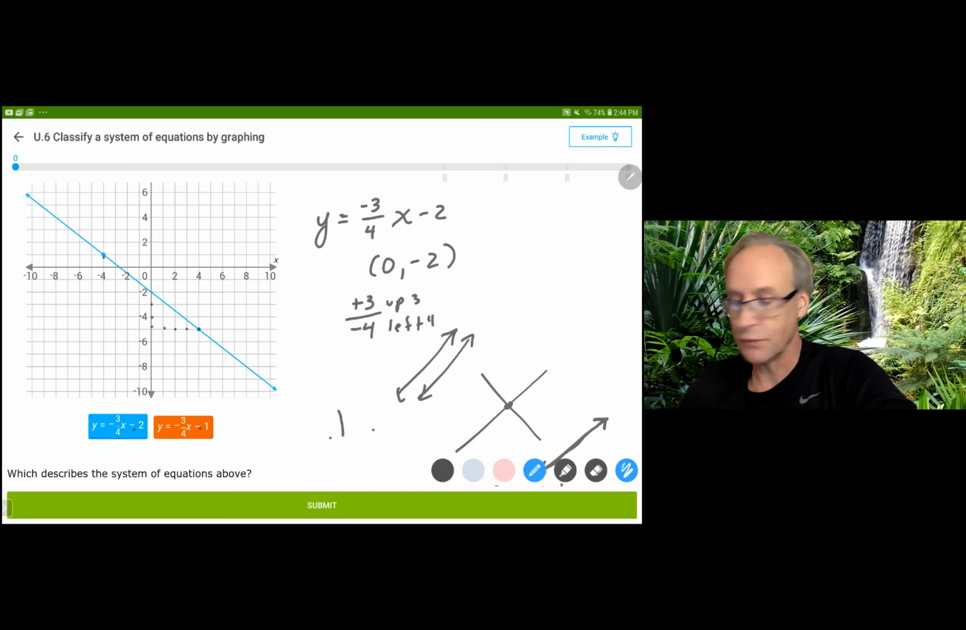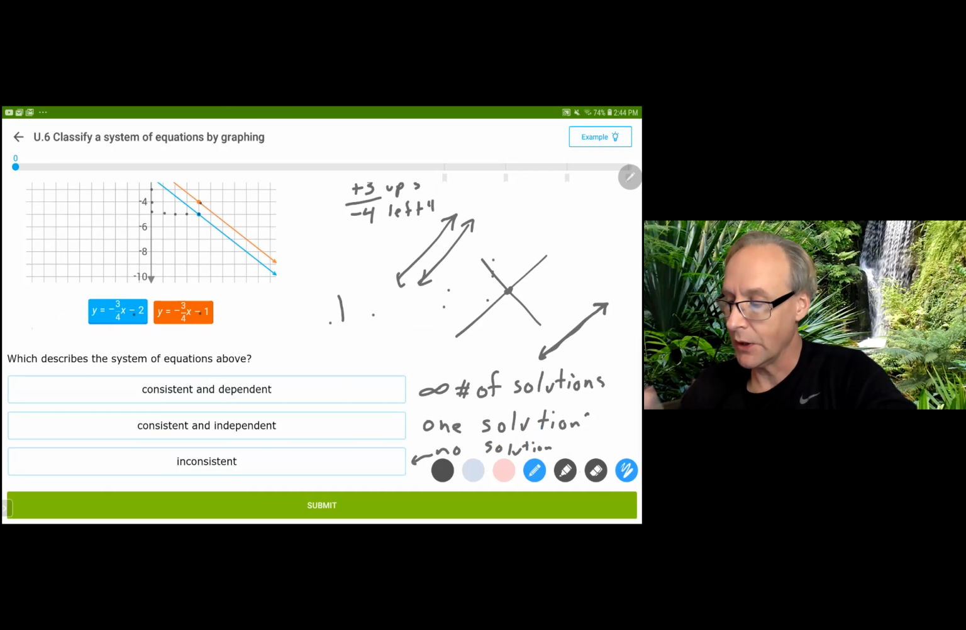Now, this one says we're going to go through 0, -1, which is our y-intercept, and we're going to count down 3 and over 4, down 1, 2, 3, and over 1, 2, 3, 4, which makes my two lines parallel. Now, parallel lines, remember, are inconsistent because they have no solution. If you see no solution, it's inconsistent. Oh, looks like I have to submit.